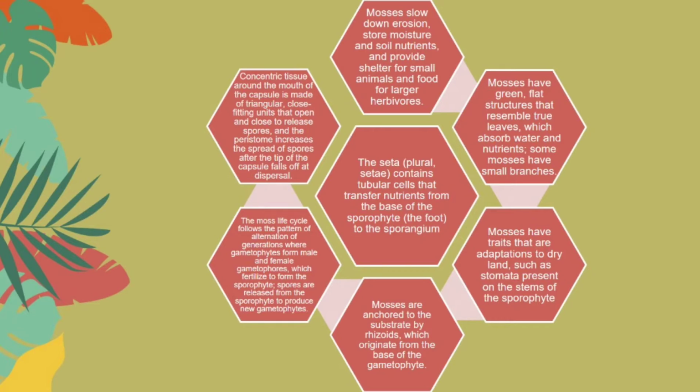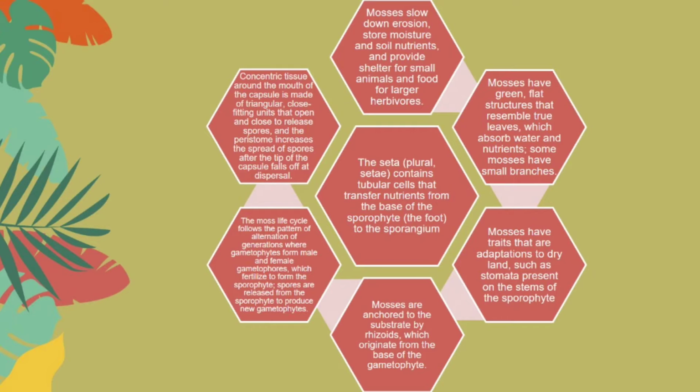Some mosses have small branches. Mosses have adaptations to dry land, such as stomata present on the stem of the sporophyte. Mosses also are anchored to the substrate by rhizoids, which originate from the base of the gametophyte. The moss life cycle follows the pattern of alternation of generations, where the gametophyte forms male and female gametophores, which fertilize to form the sporophyte. The spores are released from the sporophyte to produce new gametophytes.